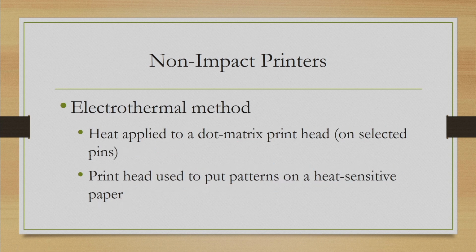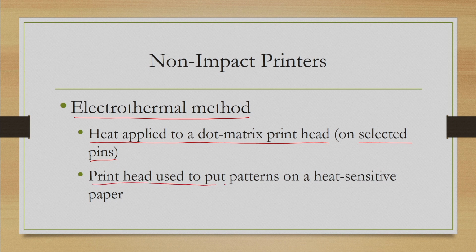And finally, we have electrothermal methods of printing also. In this case, heat is applied to a dot matrix print head on selected pins, and the print head is used to put patterns on a heat sensitive paper. Of course, these two types are not as common as the laser jet and inkjet printers, but they are still used. That is about how printers work.